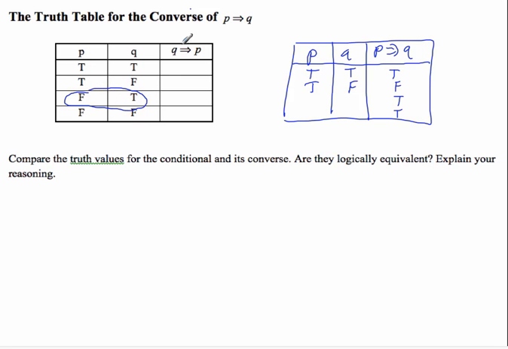So if Q is true and P is false, then the statement Q implies P is false, and the other ones are going to be true. Compare the truth values for the conditional and its converse. So this is the converse, and the conditional is right here. They are not the same, so they are not logically equivalent.